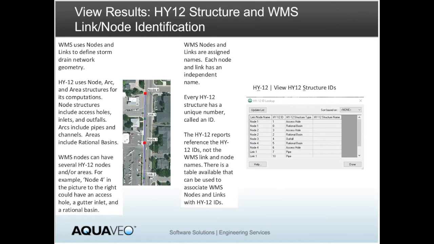WMS nodes and links are assigned names. Each node and link has an independent name. Every HY-12 structure has a unique number called an ID. The HY-12 reports reference the HY-12 IDs, not the WMS link and node names. There is a table available that can be used to associate WMS nodes and links with HY-12 IDs.